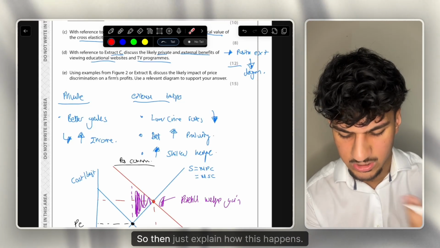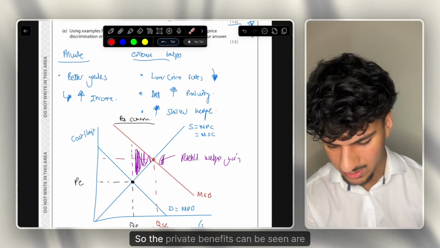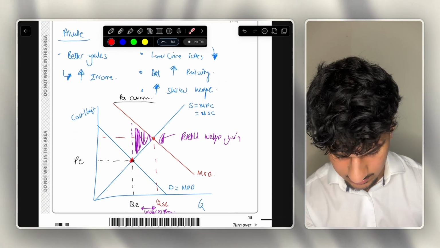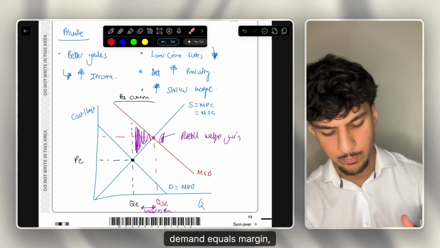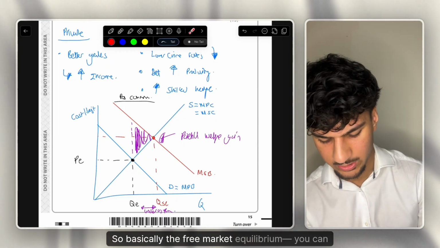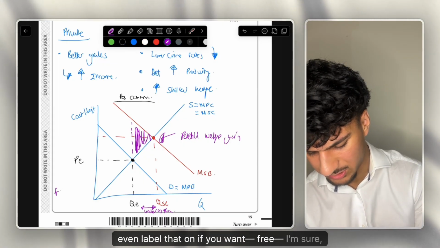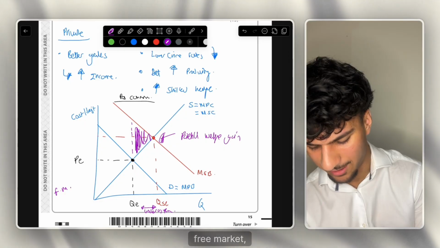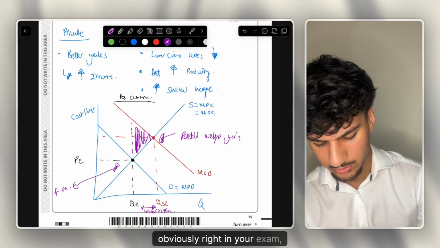Monthly visitors. Then just explain how this happens. So the private benefits can be seen where demand equals marginal private benefit. So basically the free market equilibrium, you can even label that on if you want. FME, obviously write it in your exam, free market equilibrium.